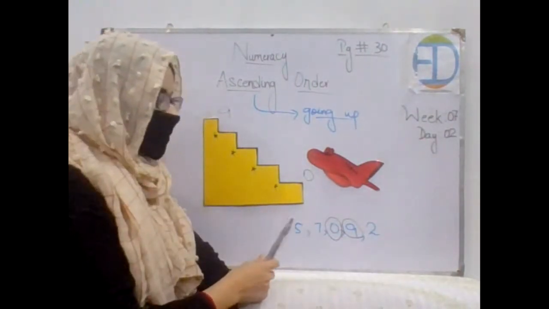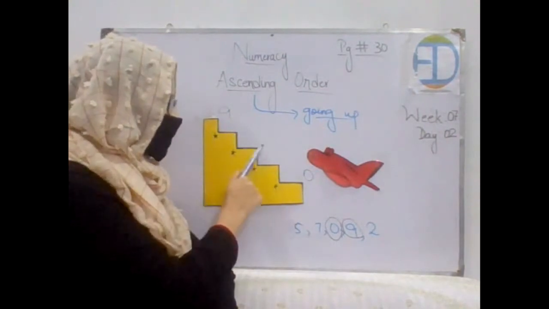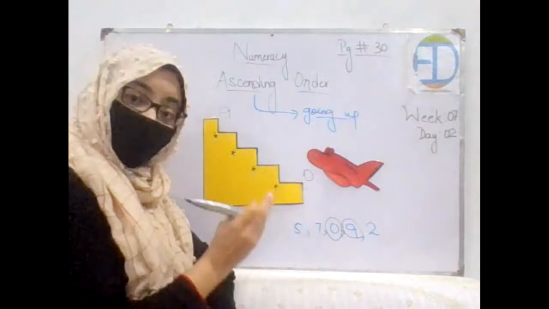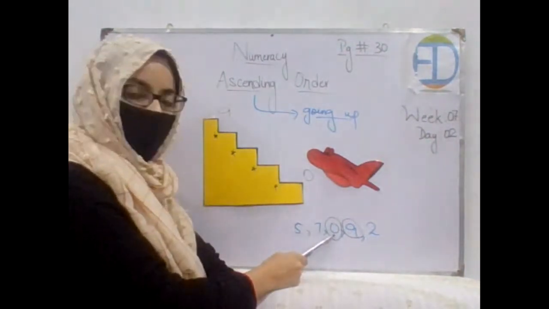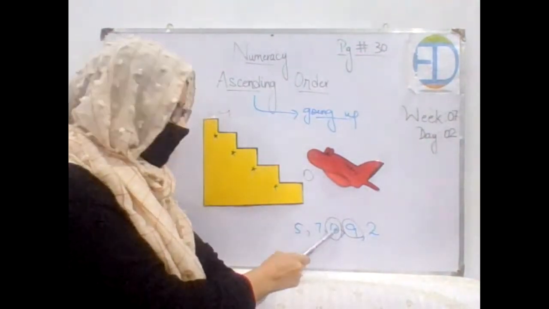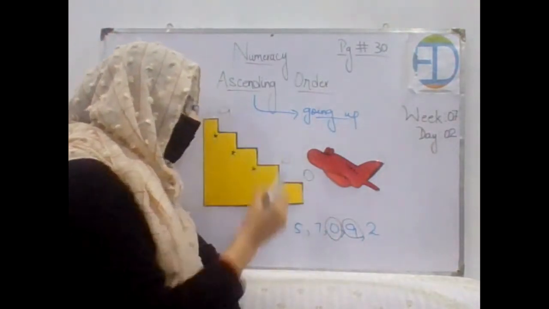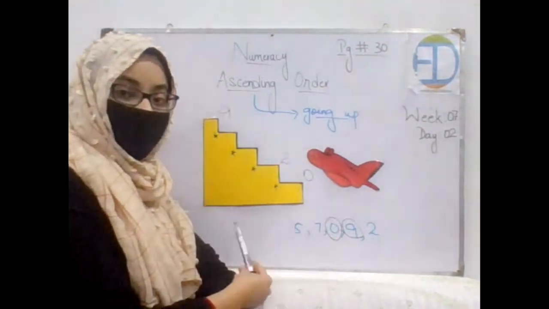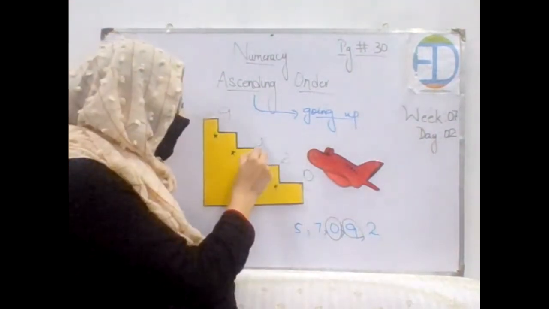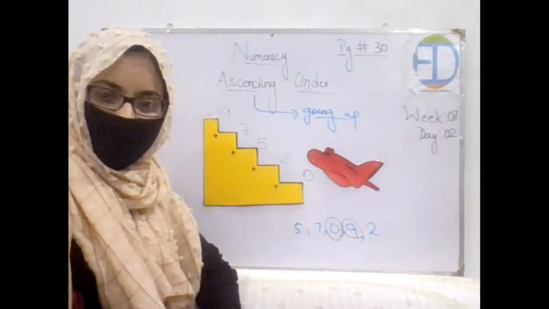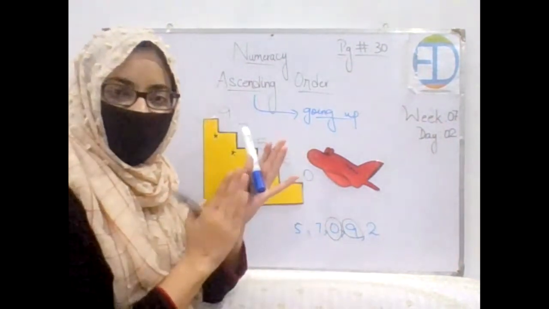Now, how many numbers come in between that? 1, 2, and 3. And how many numbers are left? 3. So what will come after 0? 2 or 5? 2. Excellent. What will come after that? 5 or 7? 5. And then last, 7. And we are done again. Clap for Ahmed. Very good.